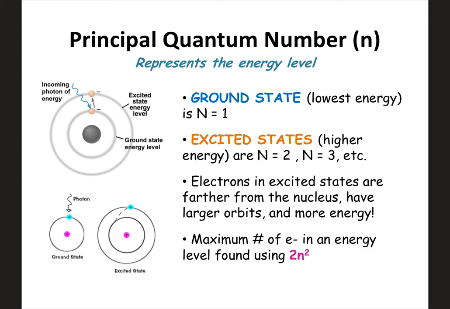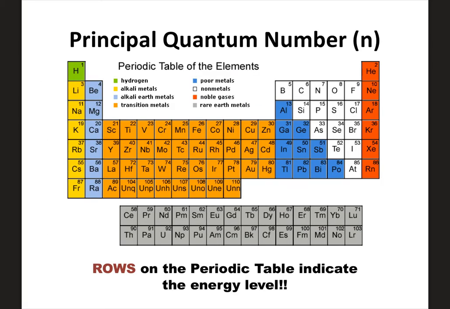Remember, if you're trying to figure out the maximum number of electrons in any energy level, just do 2n squared, where n is your energy level. All right, that'll tell you the maximum number of electrons for any energy level. So the principal quantum number can be found on the periodic table. The rows on your periodic table typically indicate your energy level and tell you about the principal quantum number. So depending on which row you're in, that's going to be basically your principal quantum number.